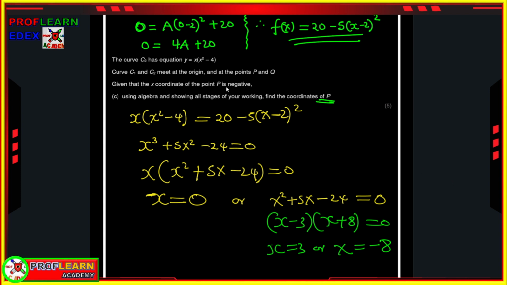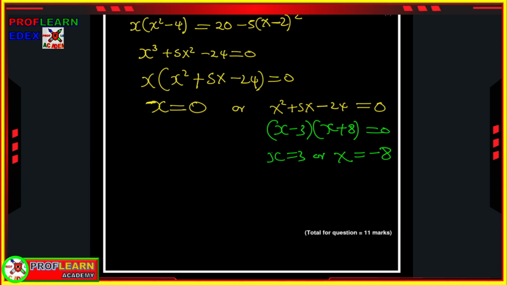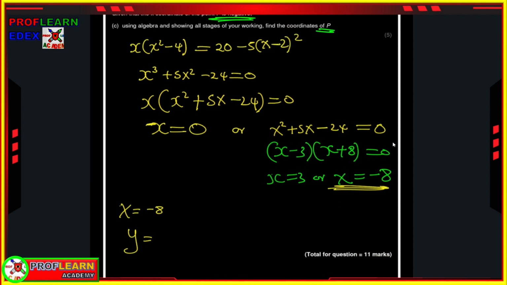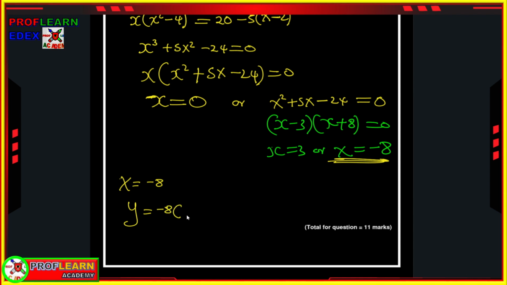So we are told that P has a coordinate for which the value of x is negative, therefore x value of, and if we want to find the value of y, we are going to substitute into one of the equations, and work it out. Let's check what that becomes.